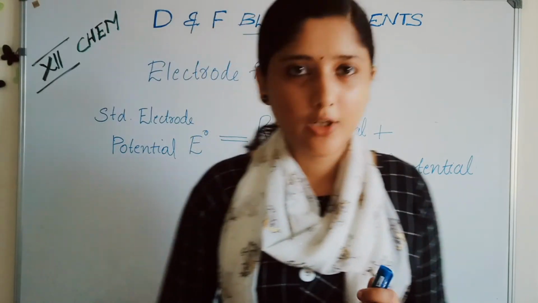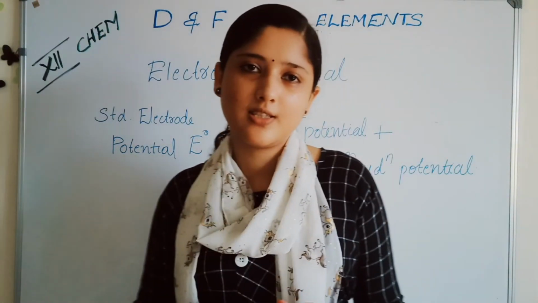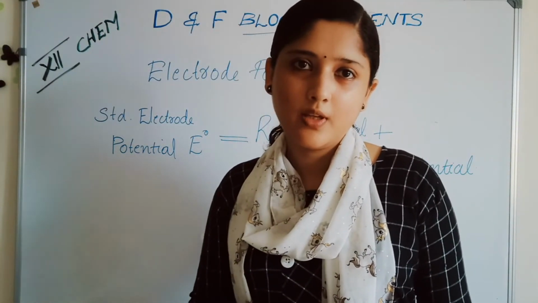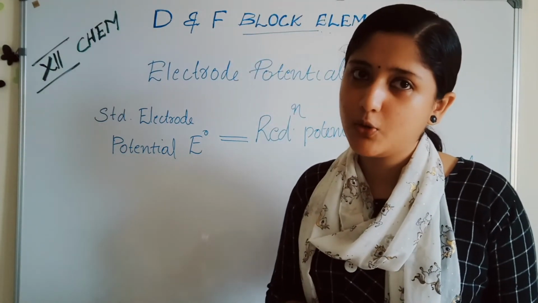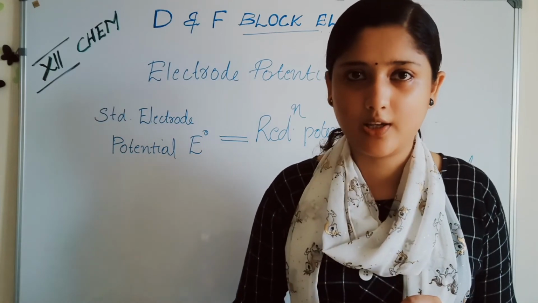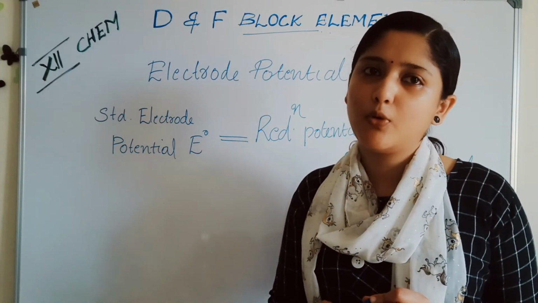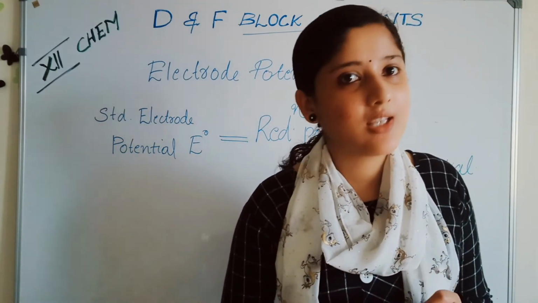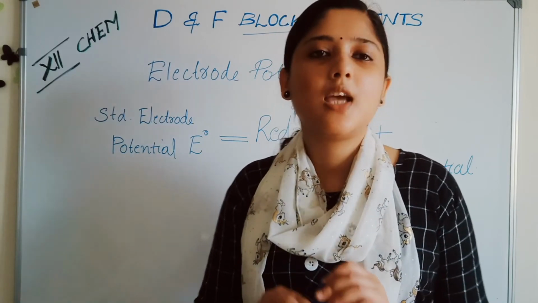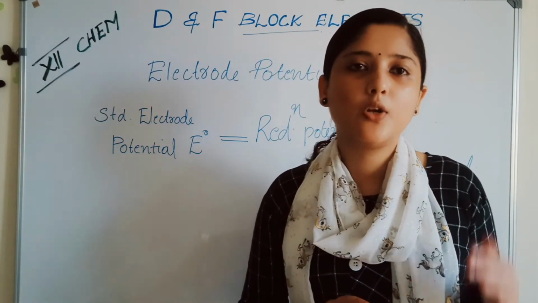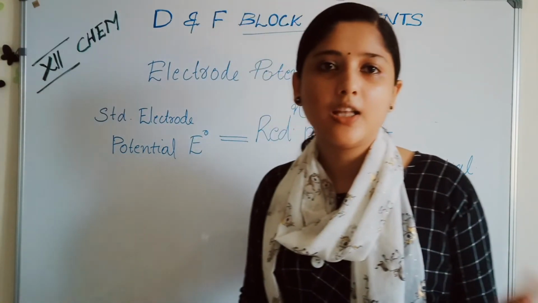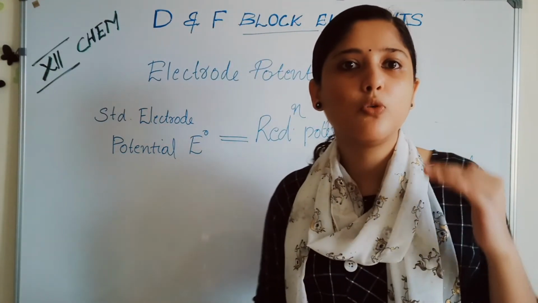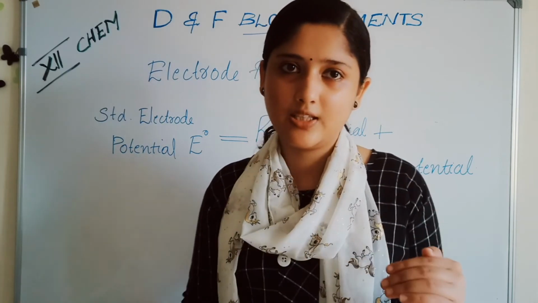A very important topic that we need to discuss is electrode potential. Electrode potential can be defined as a sum total of oxidation potential and reduction potential. We have already studied ionization enthalpy. What is ionization enthalpy? It is the amount of energy that is required to remove the most loosely bound electron in its gaseous state. The energy that we supply to remove an electron from the gaseous state.